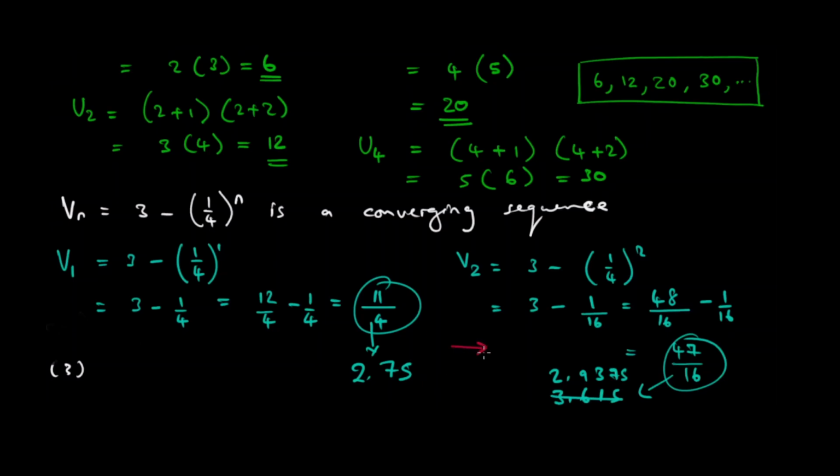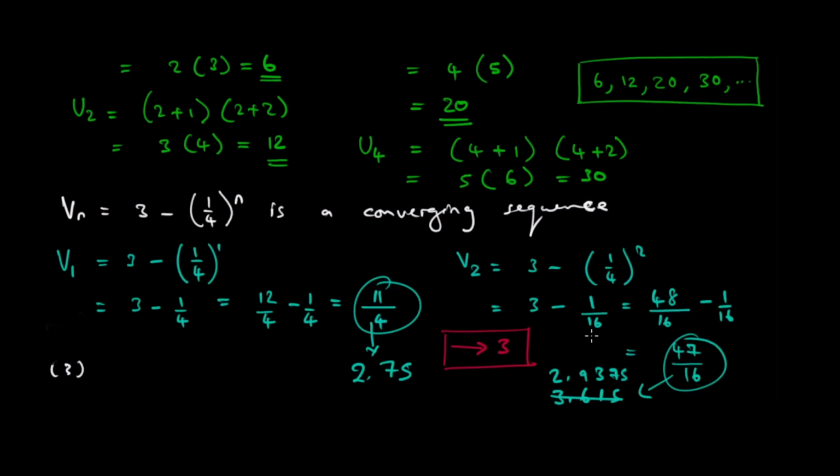We are approaching 3 as n goes to infinity. So it's a limit of 3 just from those two. So why is it important to know that this is a converging sequence and this is a diverging sequence? Why is that important? So after we have found one diverging and one converging, we go back to the question.